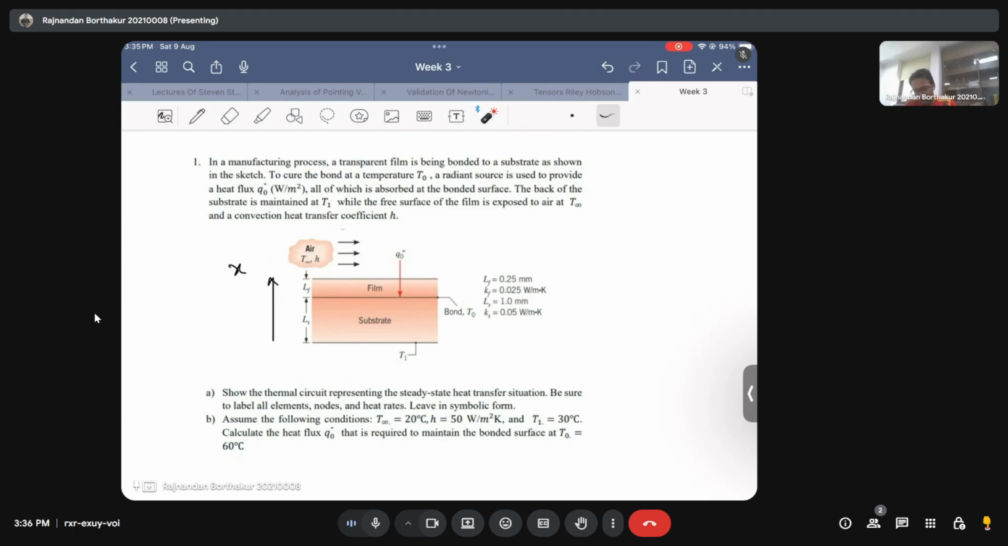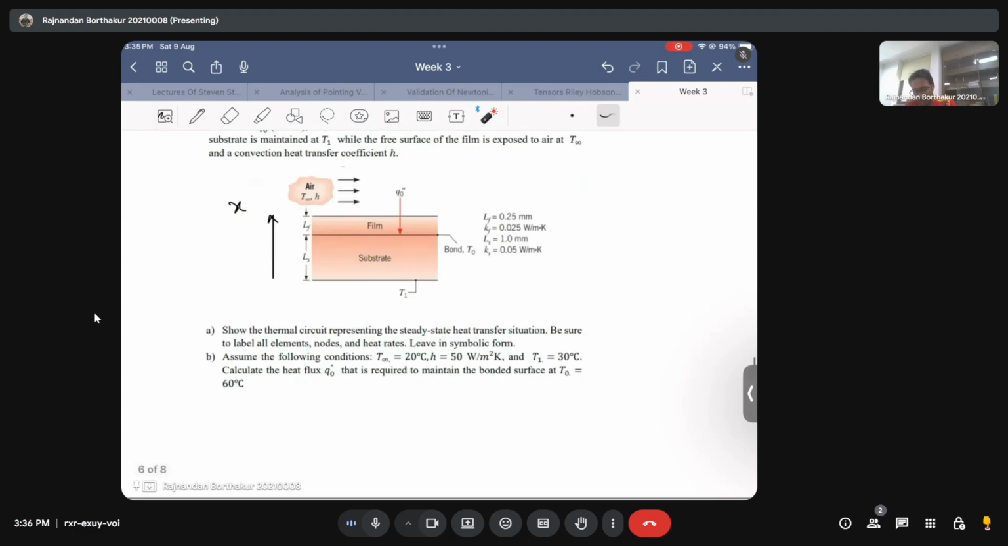Given this, the thermal conductivity of your substrate is 0.05, the thermal conductivity of the film is 0.25, the length L_F of the film, that is the thickness of the film, is 25, and the thickness of the substrate is 1 mm. That's all given to you.